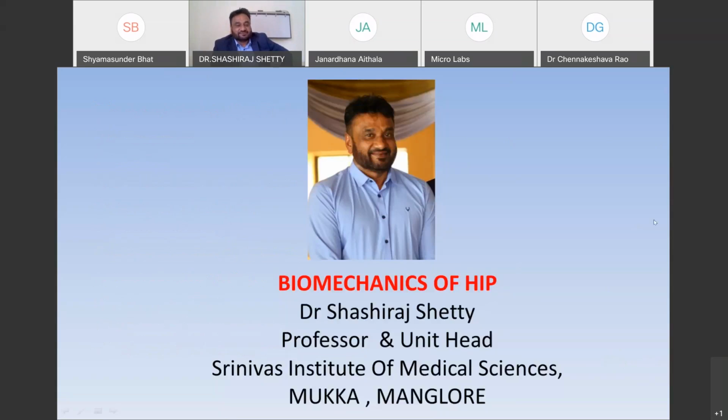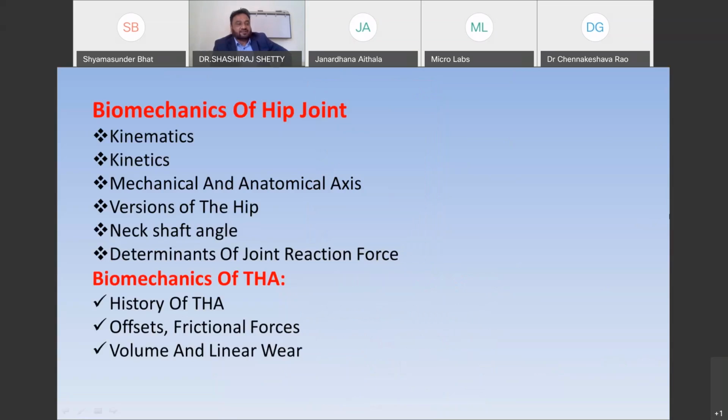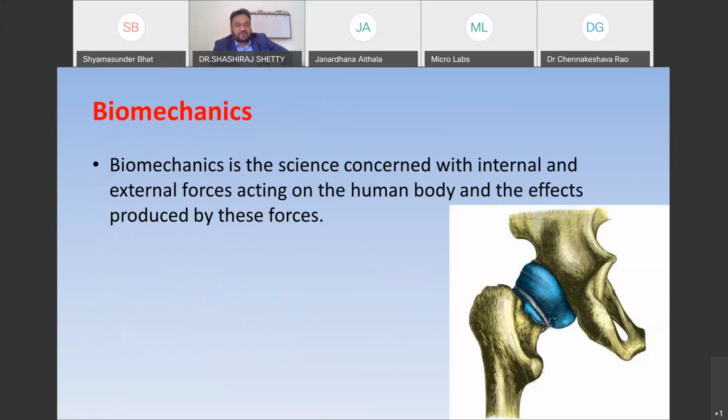Mechaniki means mechanics. So I will classify biomechanics of the hip joint into the following headings: kinematics, kinetics, mechanical and anatomical axis, version of the hip, neck shaft angle, determinants of the joint reaction force. And I will talk about biomechanics of the hip replacement, brief history, offset, frictional forces, volume, and linear wear. And also, if I get time, I will briefly run down about the templating of hip joint replacement.